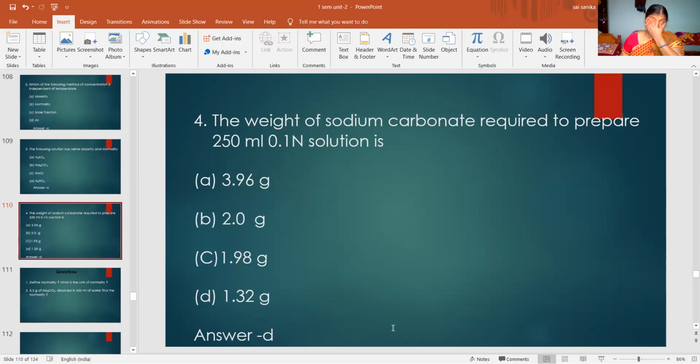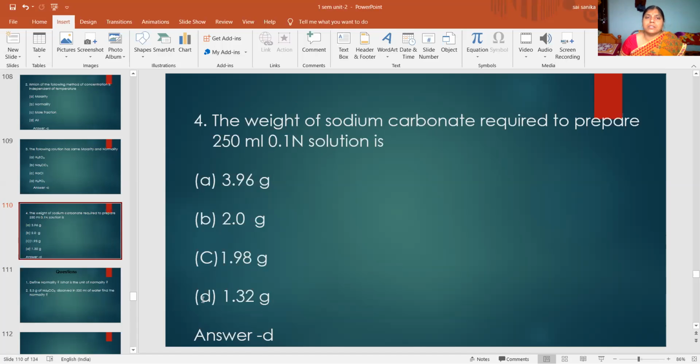The next one. The weight of sodium carbonate required to prepare 250 ml of 0.1 N solution is: you have to prepare 250 ml of solution with 0.1 N normality. So what will be the weight? That means how much sodium carbonate is dissolved in 250 ml of solution to get this normality. If you do the problem, then only you get the answer. The answer is D.